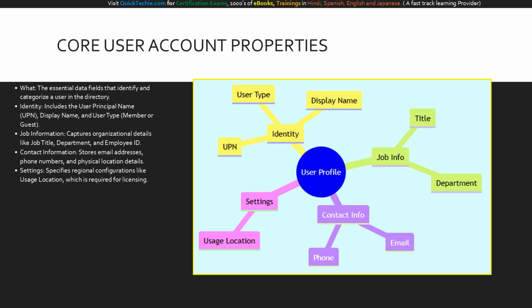At the center, we have the user profile itself. Branching out to the top right, we see the identity branch, which holds the UPN, display name, and user type. Down to the bottom right is job info, holding the title and department. On the bottom left, contact info branches out to email and phone. Finally, on the top left, the settings branch highlights the usage location. As an administrator, when you open a user profile in the Azure portal, these are exactly the tabs and fields you will navigate through to update a user's core attributes.